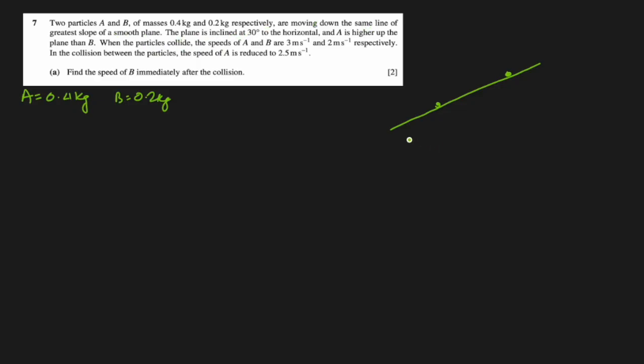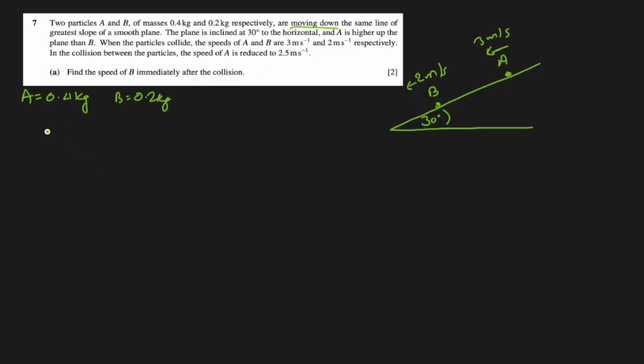The plane is inclined at 30 degrees to the horizontal, and A is higher up. So this is A, this is B. When the particles collide, the speed of A has to be faster. So A is moving at 3 meters per second and B is moving at 2 meters per second. Both are moving down. Because A is faster, obviously it will collide with B. Find the speed of B immediately after the collision.